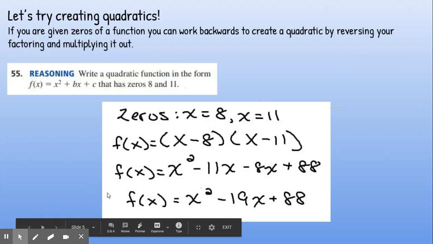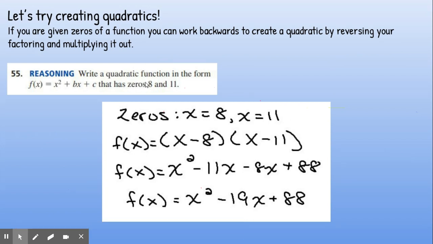So here's what I was talking about. If I know the zeros, if I know the solutions, I can go backwards. Just like I said before, x equals 8 came from an x minus 8. X equals 11 came from an x minus 11. It always comes from the opposite of the solution. So once I'm here, I'm just going to FOIL it.